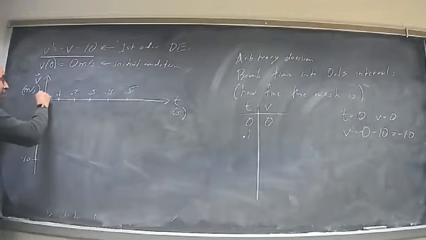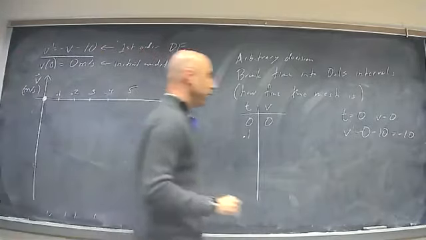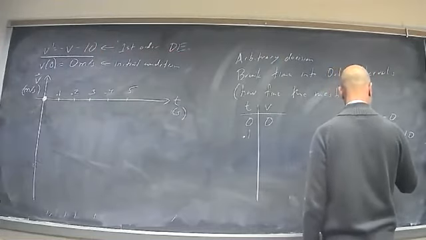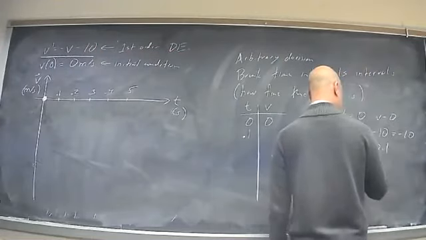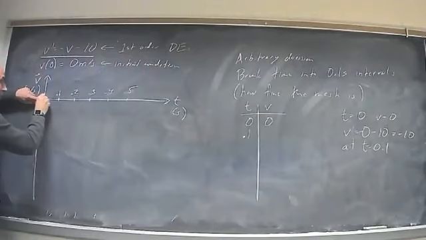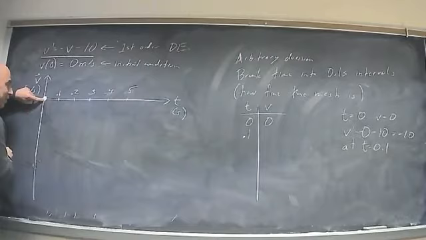So if I start off at height 0, I go 1/10 of a unit over at slope minus 10. How far down am I? So at t equals 0.1, I start off at height 0. I go over by 0.1 unit, and I'm going down with slope minus 10. How far do I go down? By 1. By 1.